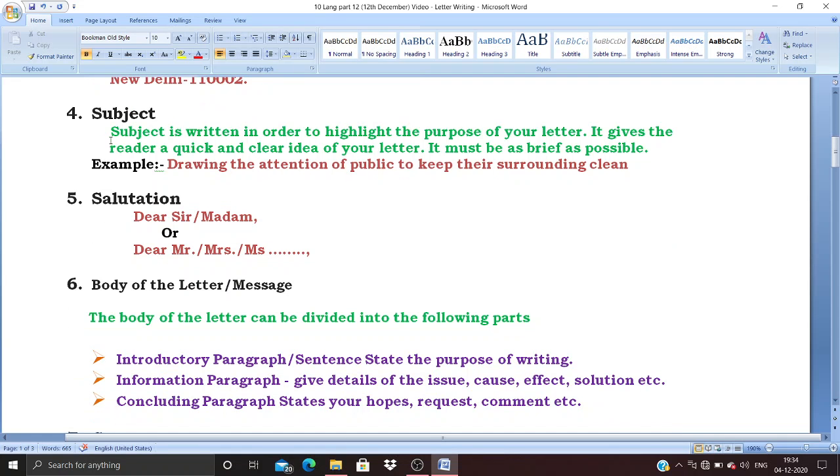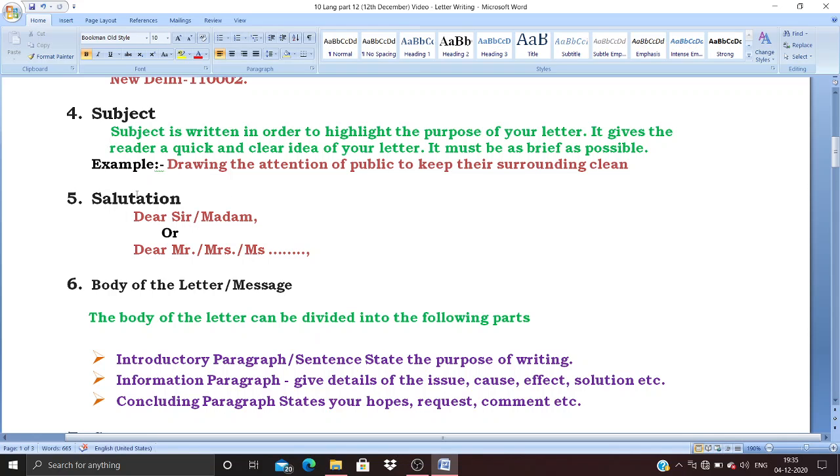Subject. Should you write or should you not write? Well, the latest information that we got in our seminars from the authorities concerned of the ICSE, the ICSE teachers themselves, who come and give seminars to the teachers, is that the subject you may write, you may not write. But if you write, what is it going to be exactly? Subject is written in order to highlight the purpose of your letter. It gives the reader a quick and clear idea of your letter. It must be as brief as possible.